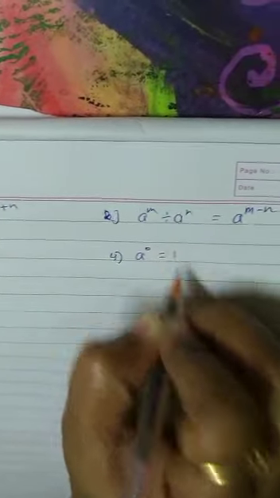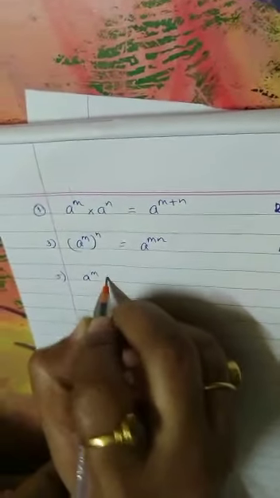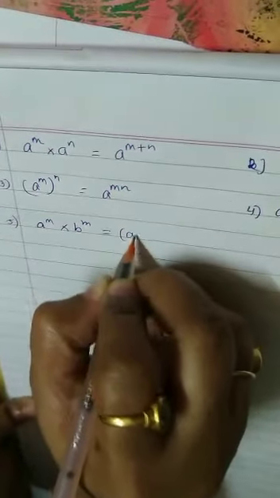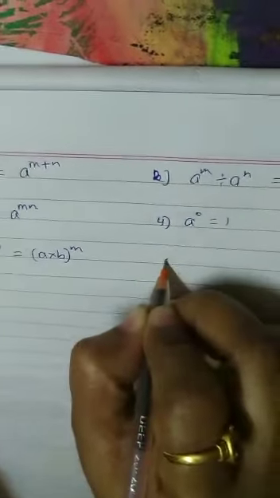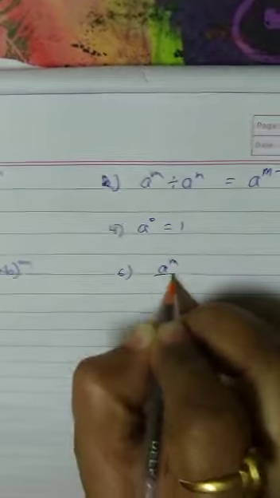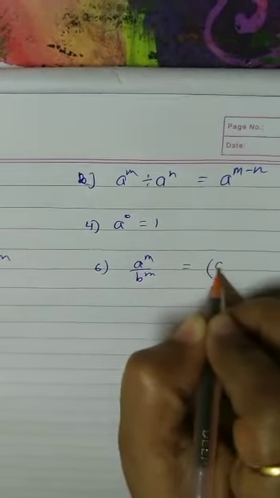A raised to 0 is 1. A raised to m into b raised to m is a into b the whole raised to m. Then we did a raised to m upon b raised to m is nothing but a upon b the whole raised to m.